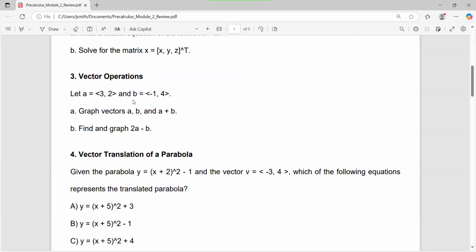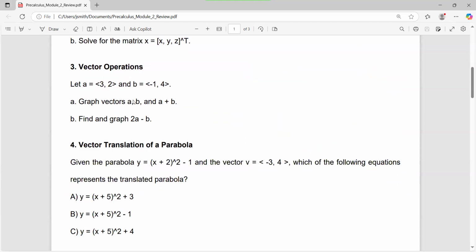All right. The next one is just vector operations. So you're going to have to graph A, B, and then A plus B and 2A minus B. So we'll start off by just finding our A plus B and our 2A minus B. And then I need to remind y'all on how to graph vectors. It's not just a coordinate, it's a little arrow thing.